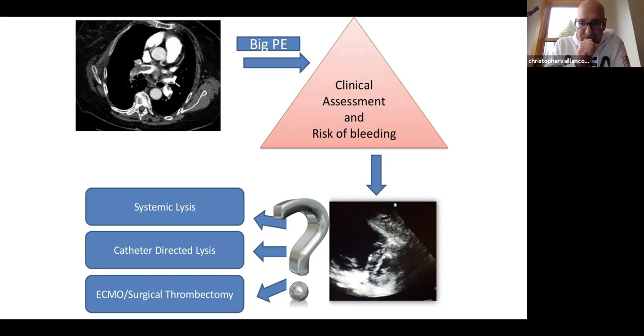And then you have to do a risk assessment of what am I going to do? Am I going to give this patient systemic thrombolysis? Am I going to send them to IR and do a catheter-directed treatment? Or am I going to slap them on ECMO and perhaps think about a surgical embolectomy?